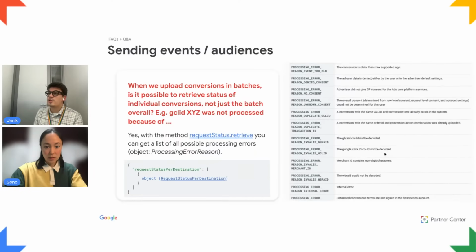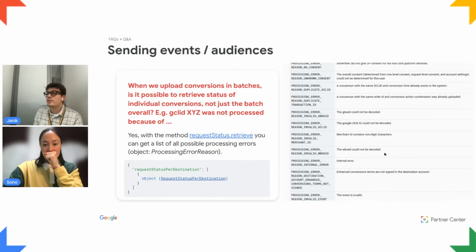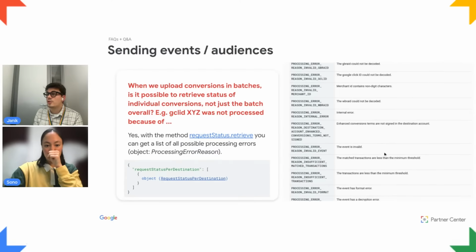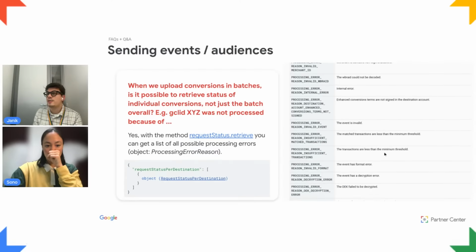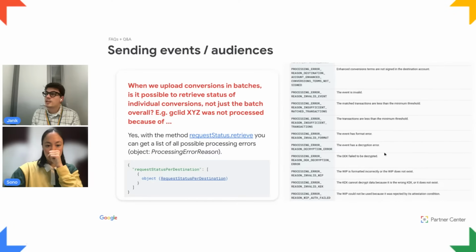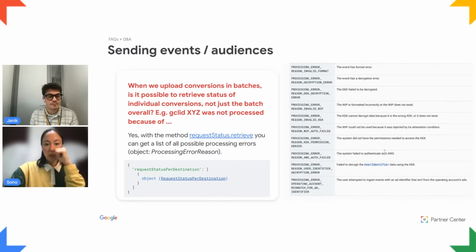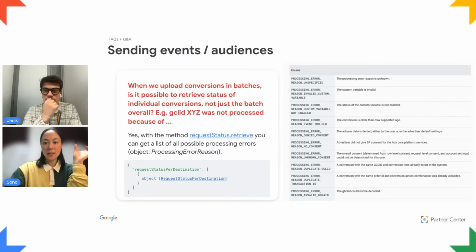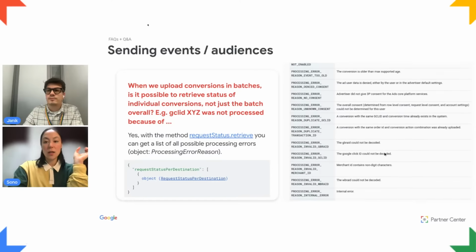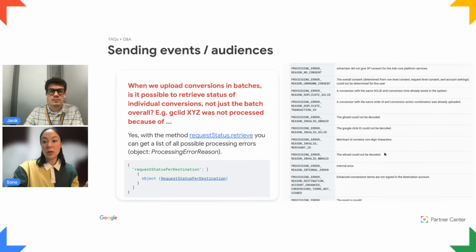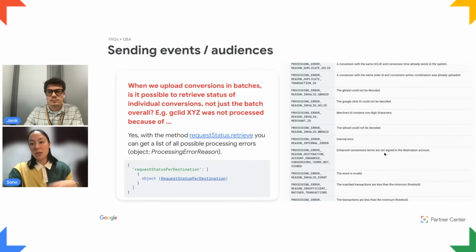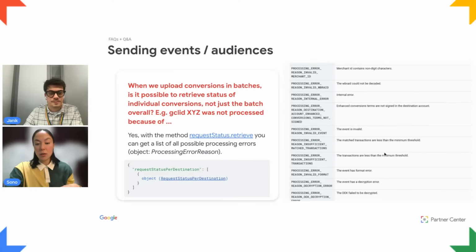When we upload conversions in batches, is it possible to receive the status of individual conversions, not just the batch overall, e.g. GCLID XYZ was not processed because of, and so on? Yes, so we showed you the request ID, how to validate if a request was successful by using a request ID to get a general summary of the API call.